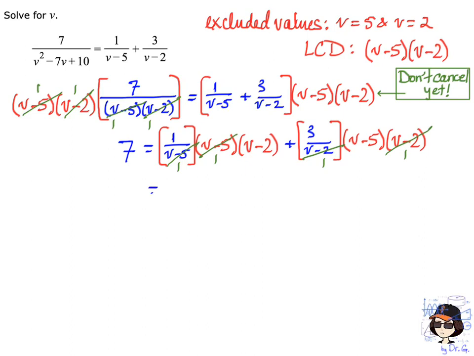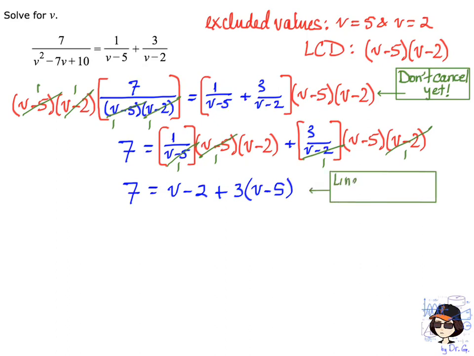So now let's rewrite the equation. We get 7 equals v minus 2 plus 3 times v minus 5. So we got rid of all of the denominators just by multiplying everything by the LCD. We didn't have to rewrite any fractions with new denominators. So this is something that might be new for a lot of you, and I want you to try to practice doing it this way. I think you'll find that it's simpler and you make fewer mistakes.